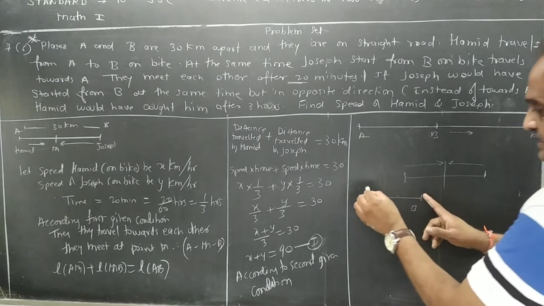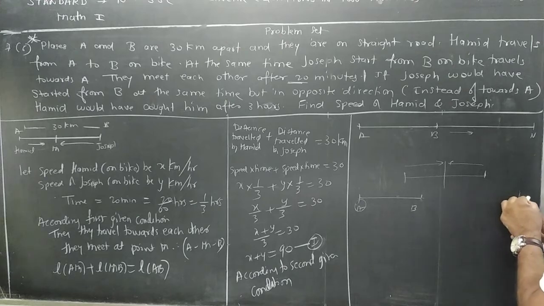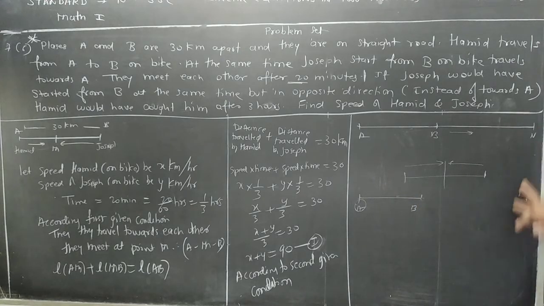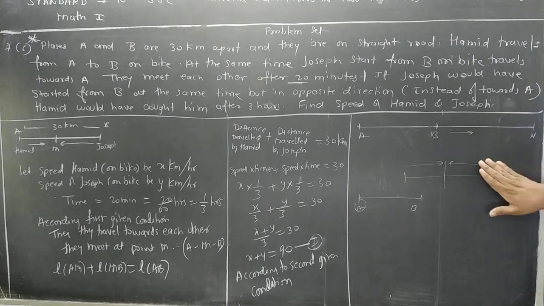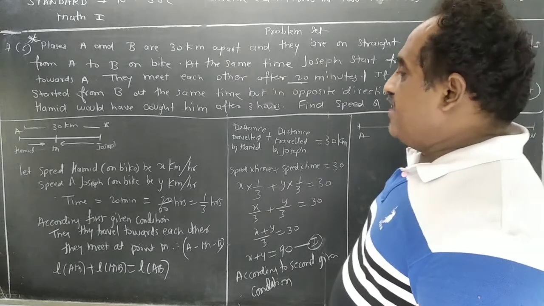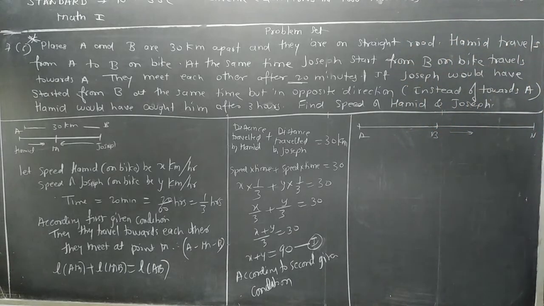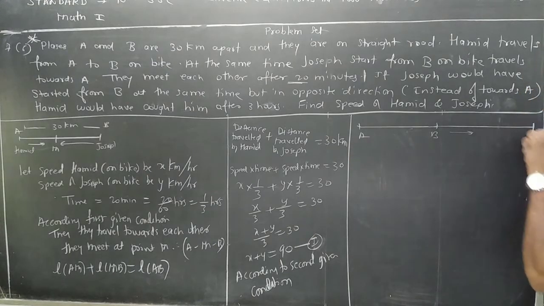But both started together, yet the speed of A is more. It will meet after 3 hours because speed of B was less as compared to A, who was going faster. Is it right? So what condition is given? According to second given condition, what is given? This is a figure.